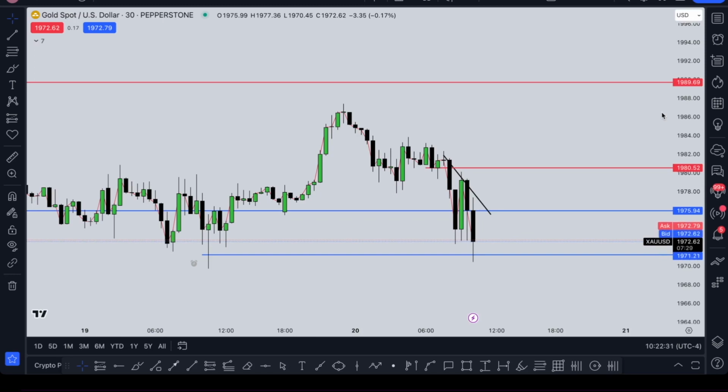Now I'm going to highlight the importance of the bias predictor for you. The bias predictor, as you all know by now, is a tool that uses algorithmic principles to determine what the bias is going to be for the New York session, for any and all asset classes under the US regulatory framework.